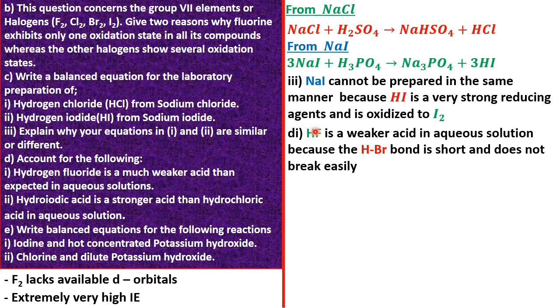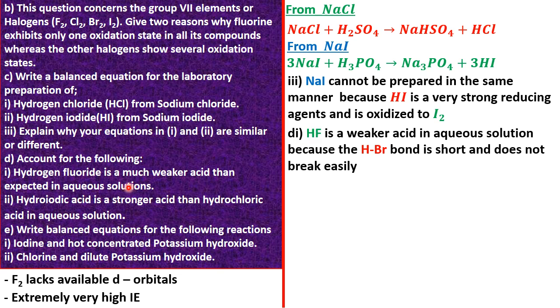Note that the strength of an acid depends on the ease with which the bond between hydrogen and the anionic part can get broken, because the more an acid can release H plus, the stronger it becomes. But you can also say that there is intermolecular hydrogen bonding present between hydrogen fluoride molecules, so it is not difficult for the bond to break.